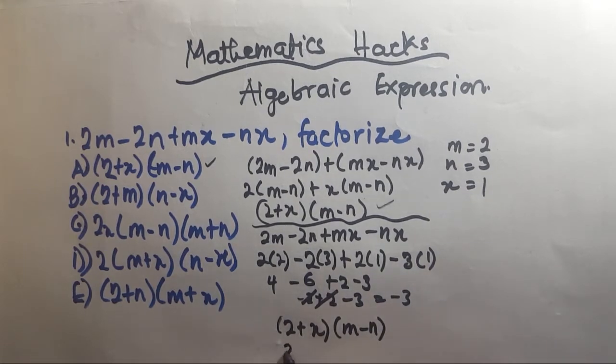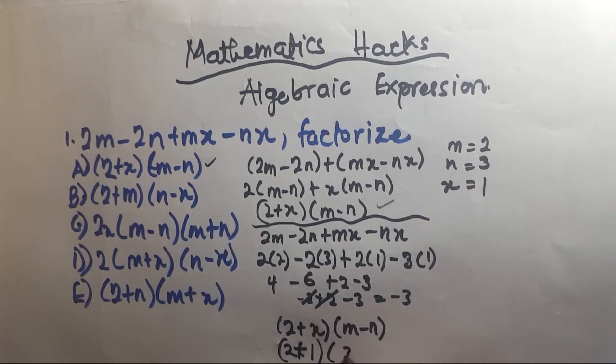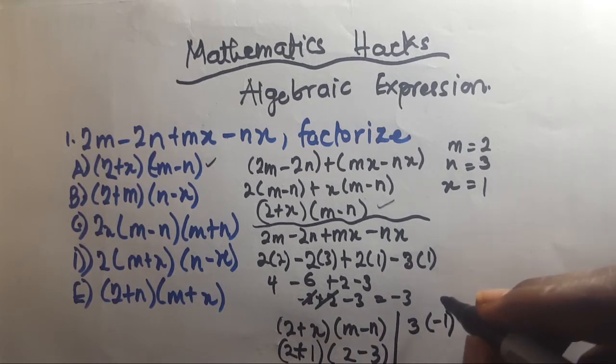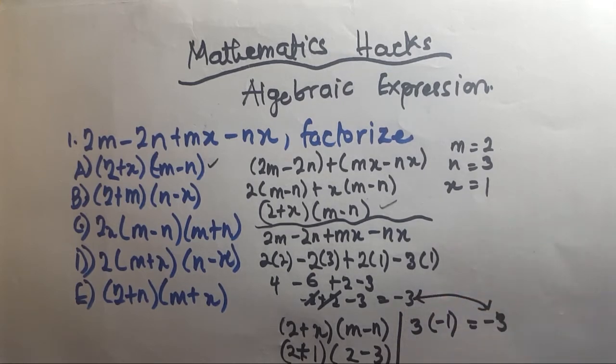So 2, x was what? 2 plus x was 1, then bring in brackets m minus n. M is 2, n is 3. So I'll have to continue from here. 2 plus 1 is 3, then 2 minus 1 is minus 1 in brackets, so they are multiplying, so it's going to be negative 3. So I had negative 3 here, I had negative 3 here, so it means our answer is right.